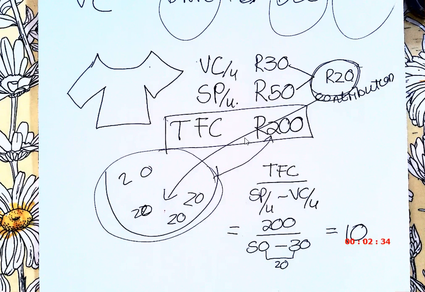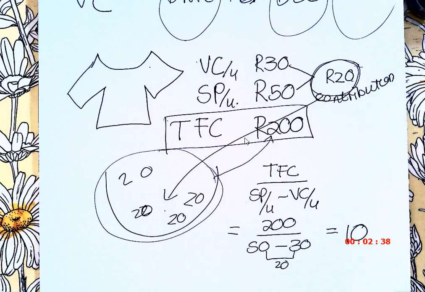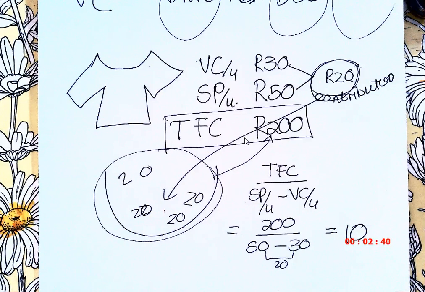So, yes, I said a lot of things. So break-even point is basically about how many units I need to sell to cover my fixed cost.